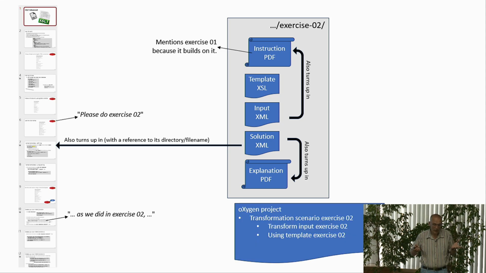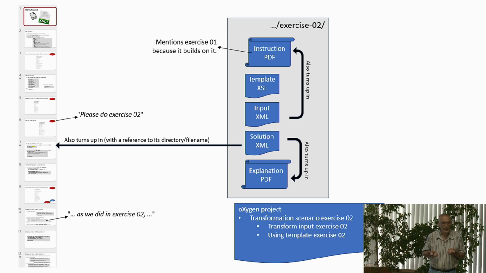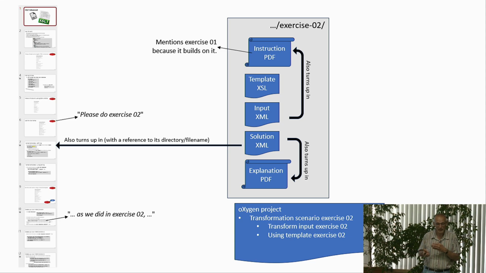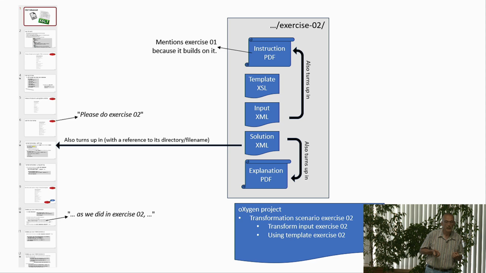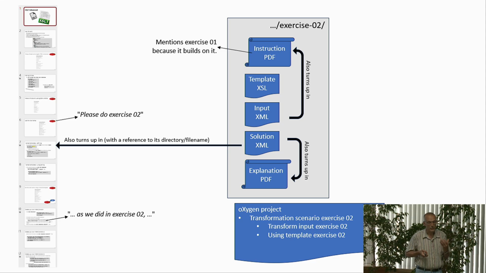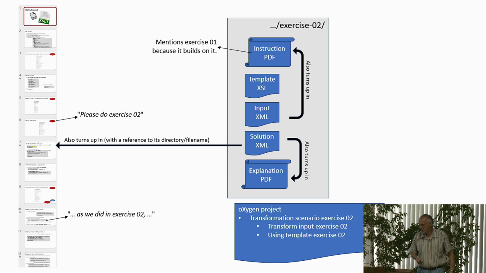And what I also like to do, and I'll tell you more about it later, I like to add some support, in this case an Oxygen project file, in which all the transformation scenarios are pre-cooked, so the student only has to press Ctrl-Shift-T and the transformation magically happens for them. That's nice. Okay, so far so good.